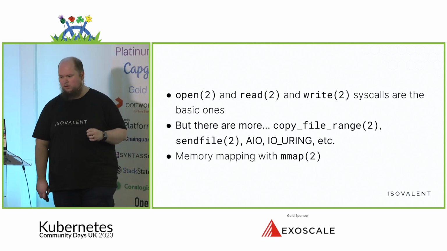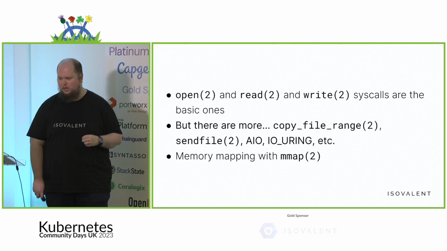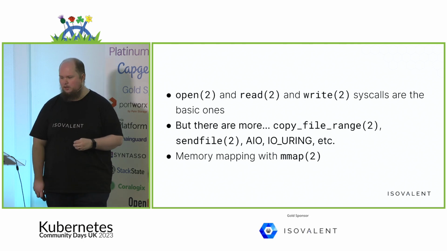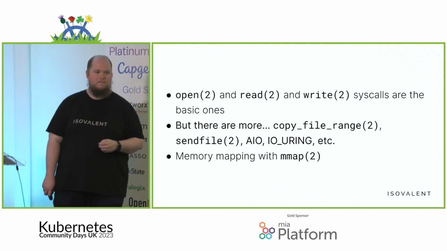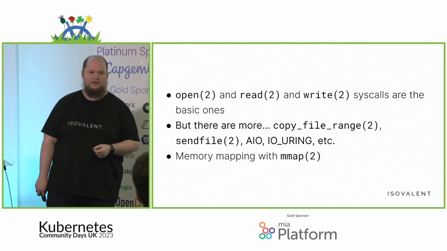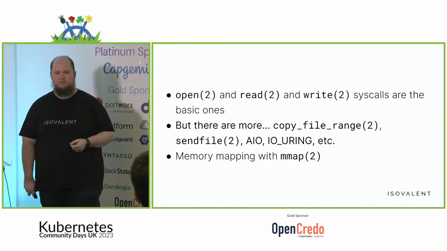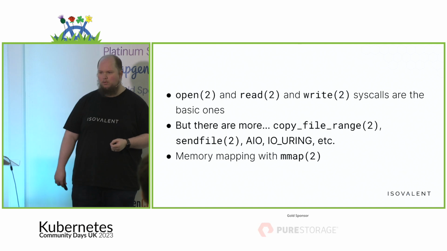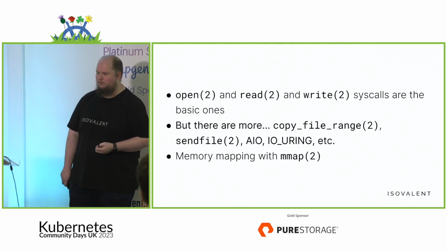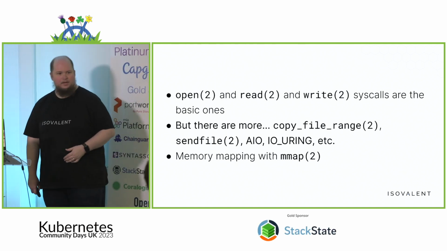There are some specialized ones like copy file range. There is the async I/O stuff. There's IO-URing. There's even mmap, which is a fun one, which lets you pretend that a file is a piece of continuous memory to your process. These are all ways of interacting with files, and trying to instrument all of them sounds like a pain.